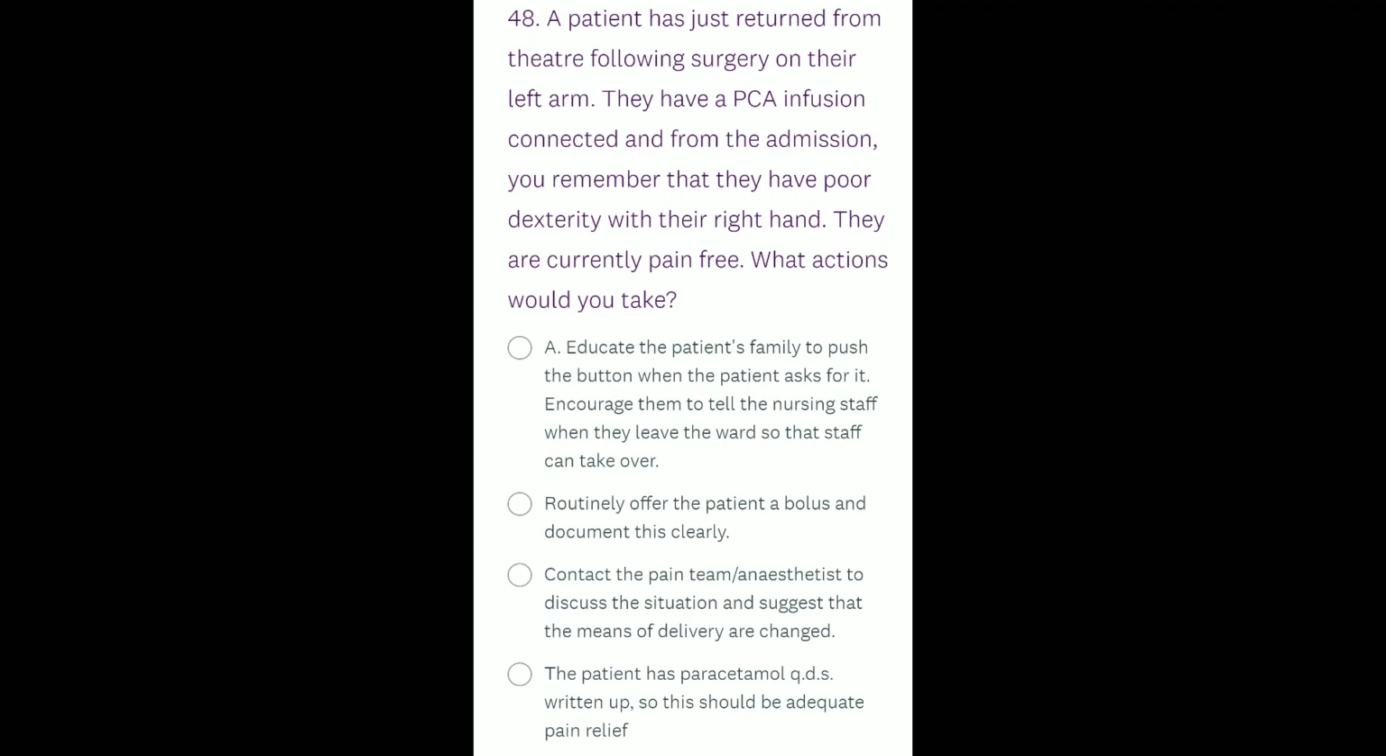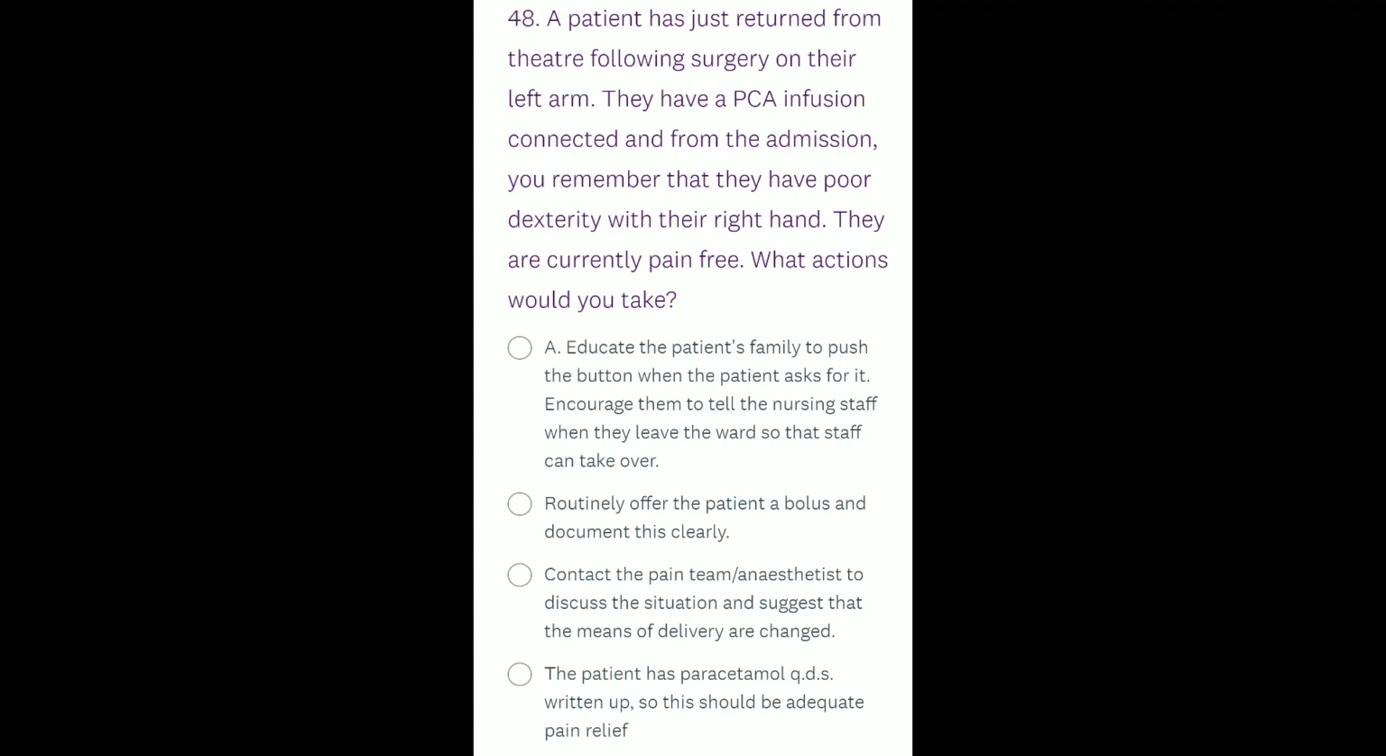And also in PCA, a computerized pump called the patient control analgesia pump, which contains a syringe of pain medication as prescribed by a doctor, is connected directly to a patient's intravenous line, and additional doses of medication can be self-administered as needed by having the patient press a button. And in this case you are told that the patient is having poor dexterity in his right hand.